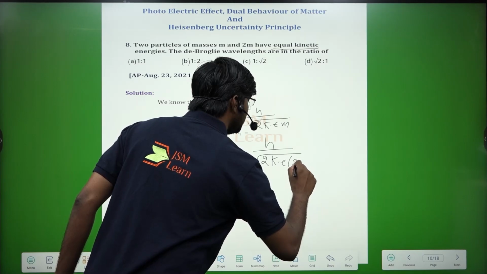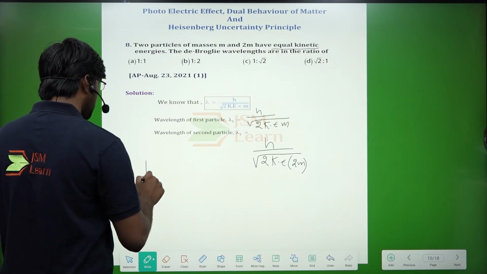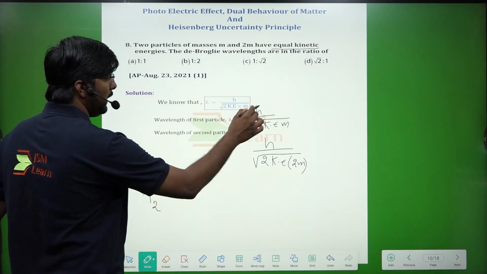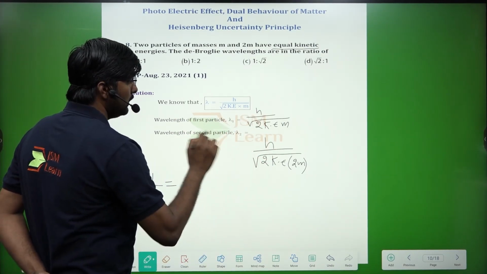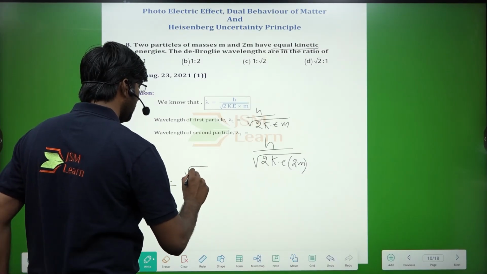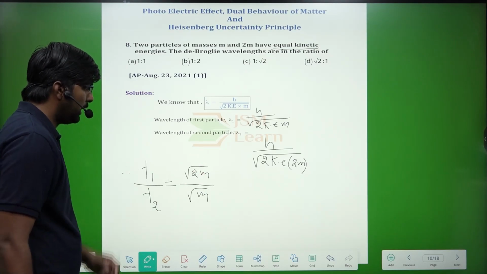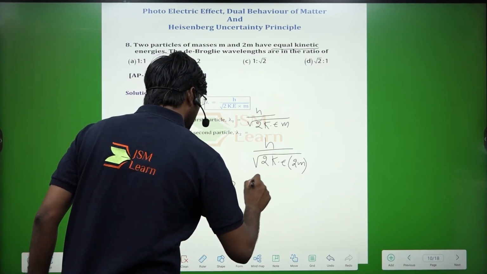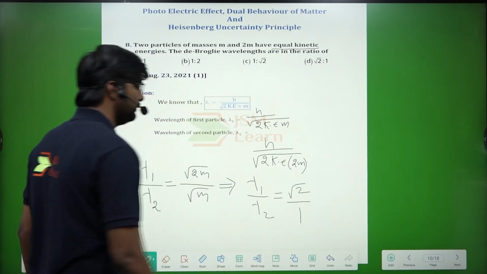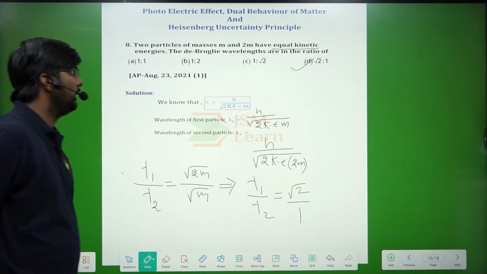The mass of the second particle is given as 2m. Now if you take the ratio of the wavelengths of the two particles, lambda 1 by lambda 2, h and h will get cancelled, 2 and ke will also get cancelled because both have the same kinetic energy. Finally we have square root of 2m by root m. Here m and m also get cancelled, so finally lambda 1 by lambda 2 equals root 2 by 1. So the wavelength ratio is root 2 is to 1, so option D is the correct answer.